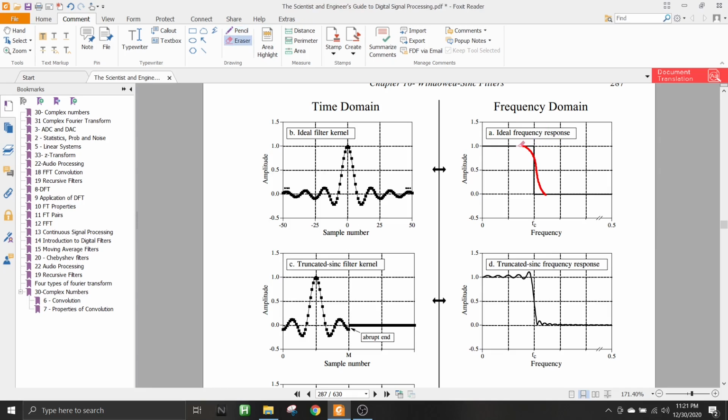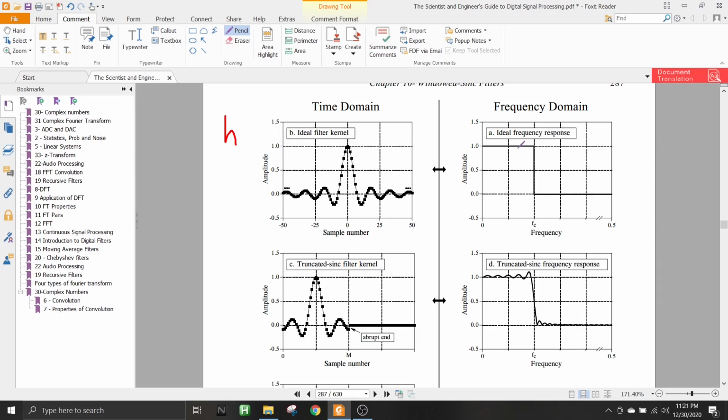If we think about the ideal low pass filter, this is its frequency response. That means the transition band is instantaneous; there is no width to the transition band. Such a frequency response can be converted into the time domain by IDFT, and we will see something like this. This is actually the filter kernel, that means the small h, that means the impulse response.